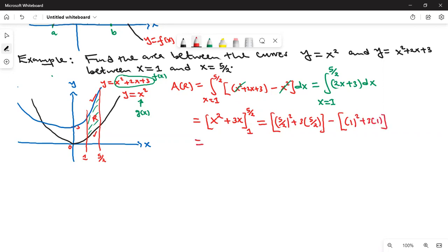And so what is the answer here? 5 over 2 squared is 25 over 4, plus 15 over 2, minus 1, minus 4. When you press that in your calculator, you get 9 and 3 over 4, which is 39 over 4. 39 over 4 square units. So that one.